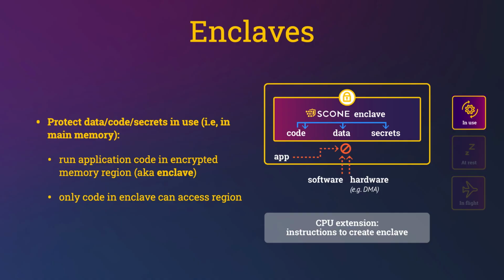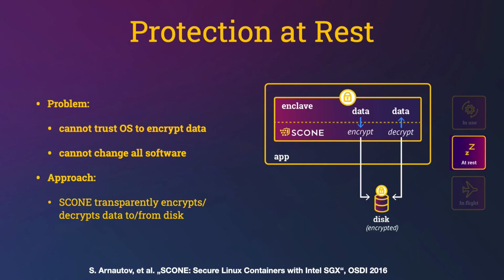Everybody on the outside, all the software and hardware on the outside, either cannot access that range of memory, or if there is access, can only see encrypted memory. In this way, we can protect our code, data, and secrets in use. Typically, data at rest is protected by the operating system. This is not possible anymore because we don't trust the operating system to do exactly what we want as an application, because it might be managed by an external entity that we don't trust. Therefore, we encrypt data that we store on disk inside of such an enclave, and when we read it, we decrypt it and check that the data is properly decrypted and fresh.